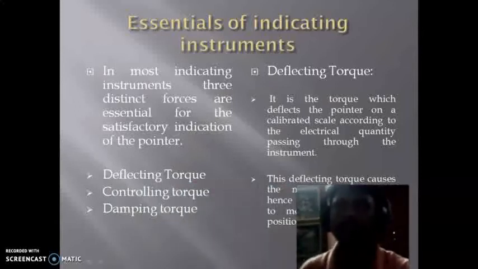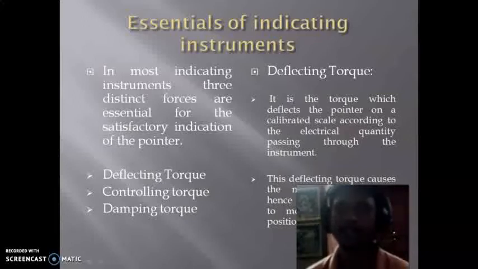In most indicating instruments, three distinct forces are essential for the satisfactory indication of the pointer. These are the deflecting torque, controlling torque, and damping torque. Now first I am just going to discuss the deflecting torque. It is the torque which deflects the pointer on a calibrated scale according to the electrical quantity passing through the instruments.